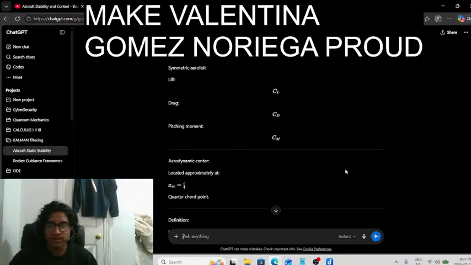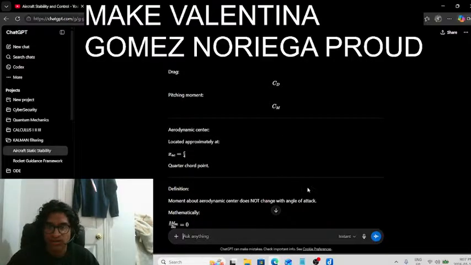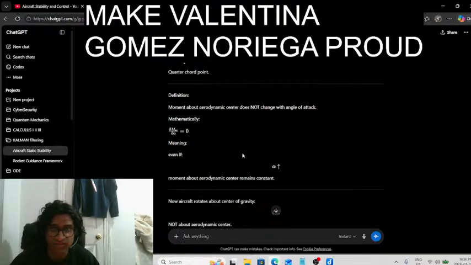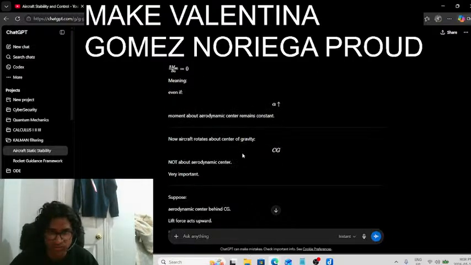Okay, so you said symmetric aerofoil. So lift will be C of L, drag will be C of D, pitching moment will be C of M. The aerodynamic center is located approximately at x of AC being c by 4, the quarter chord point. The definition is that moment about aerodynamic center does not change with angle of attack. Mathematically, the partial of M about aerodynamic center by partial alpha will be 0, meaning even if alpha increases, the moment about aerodynamic center will remain constant.